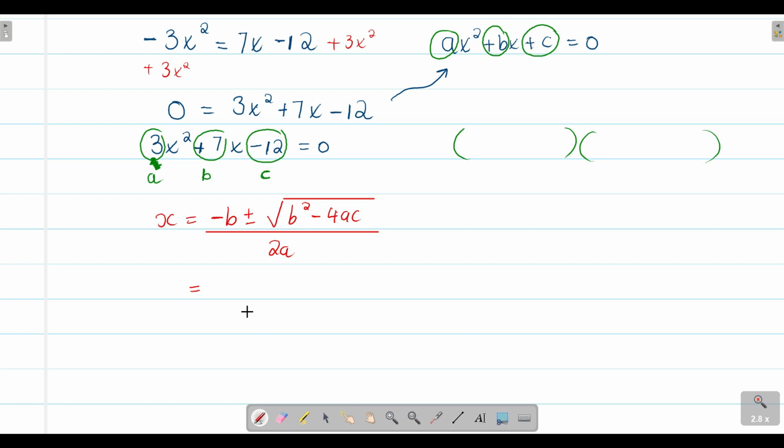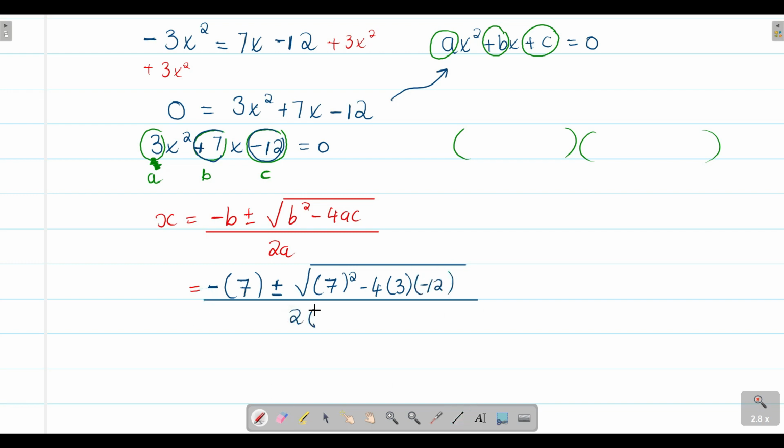Okay, so in this case, we already said what is the B, what is the C, what is the A. We are just going to substitute those values into this formula. So we're going to say minus. Remember, there's a minus, so I'm going to keep that minus there. What is the B? Our B is a positive 7, so I'm going to put it as a positive 7, plus or minus the square root of, what is our B? It's a positive 7. So I'm going to say 7 all squared minus 4. What is your A? It's a positive 3. What is your C? It's a negative 12. All over 2 times, what is your A?